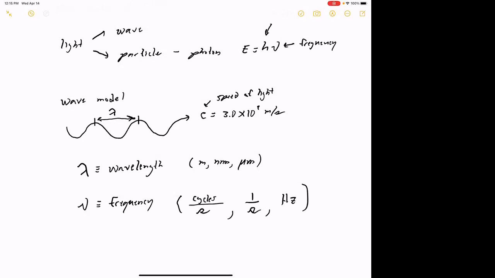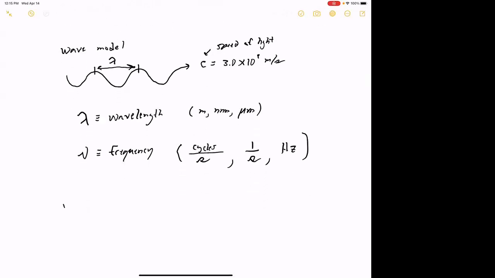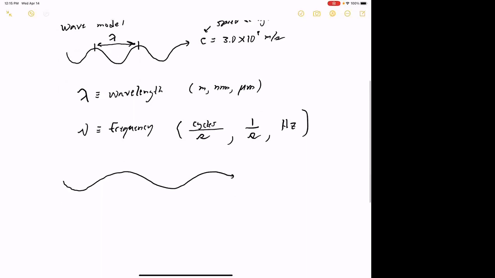All right, so that's what frequency happens to be. So if you actually compare two waves of light, I could have a wave of light that looks something like this, propagating at the speed of light. So they both move at the same rate. And then you compare it to something that looks like this.